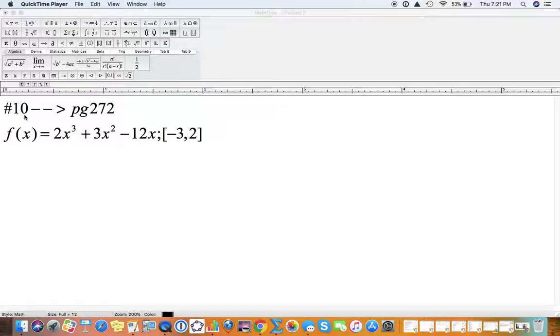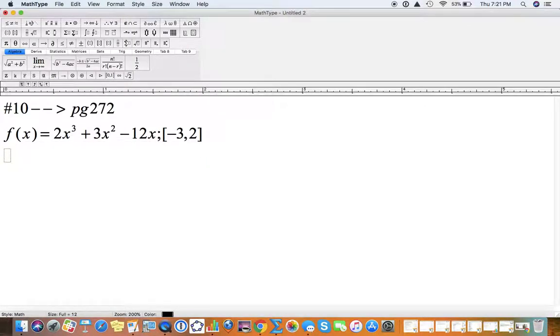Number 10, and we're talking about absolute extrema for the function f of x equals 2x cubed plus 3x squared minus 12x on the closed interval from -3 to 2. And we're looking for extrema. Remember, it's the critical points. As we look at a closed interval, we're also going to include the endpoints. So what we want to do is go ahead and find those critical points.